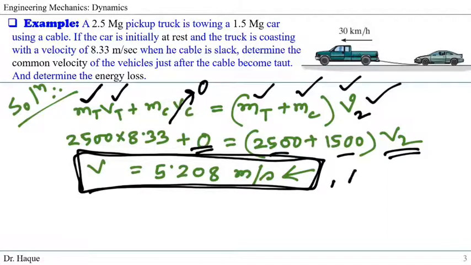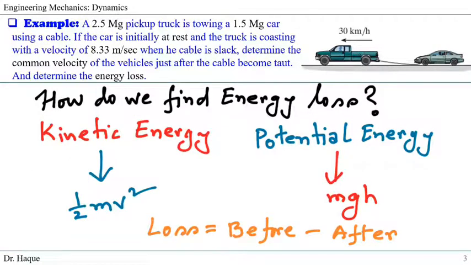Now we also have to find the energy loss. So how do we find the energy loss? What approach can we take to solve and find the energy loss? Just try to recall what energy terms we have discussed so far. Right, we had so far discussed kinetic energy, and we also have discussed potential energy.